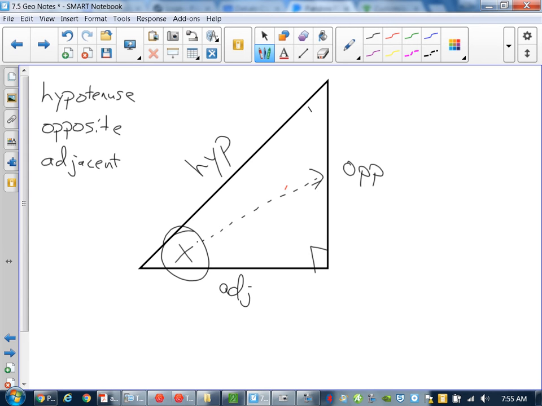If I'm up here, I'll call this angle Y, we said a second ago. Now if I'm up here at Y, I'm looking at my opposite, so it can flip-flop depending upon your perspective, okay? So, let me show you an example.